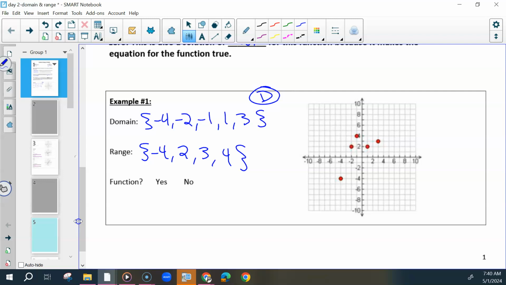Is this a function? Does it pass a vertical line test, or does it have any repeating x's? Yes, it passes the vertical line test. It doesn't have any repeating x's. Questions on that? Go on to the next one.